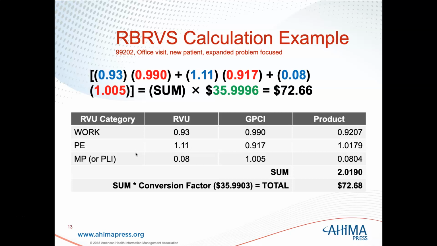This is an example here. This is for CPT code 99202, office visit, new patient, expanded problem focus. So that CPT code, you can see, has RVUs, GPCIs, and it gives you a product, gives you the sum. You take the sum times the conversion factor, and again, they're using this from calendar year 2018, and that gives you the total amount.